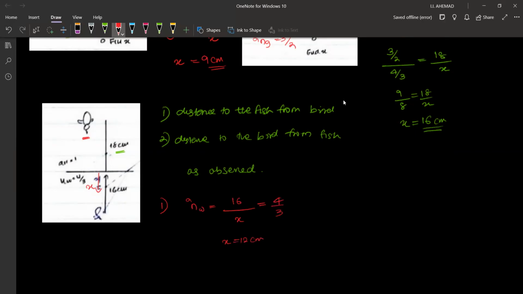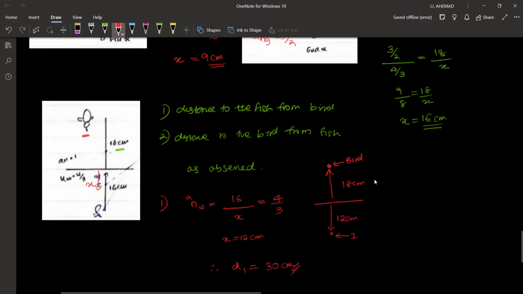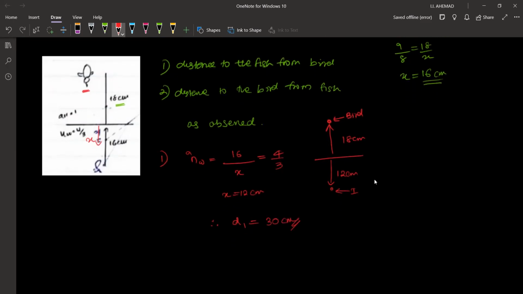Now, from the surface of the water, it sees at a depth of 12 centimeter. And it is already at a height of 18 centimeter from the water. Okay, so this is the image. Therefore, distance 1 is equal to 30 centimeter. Did you get that idea? Okay, try the second one.